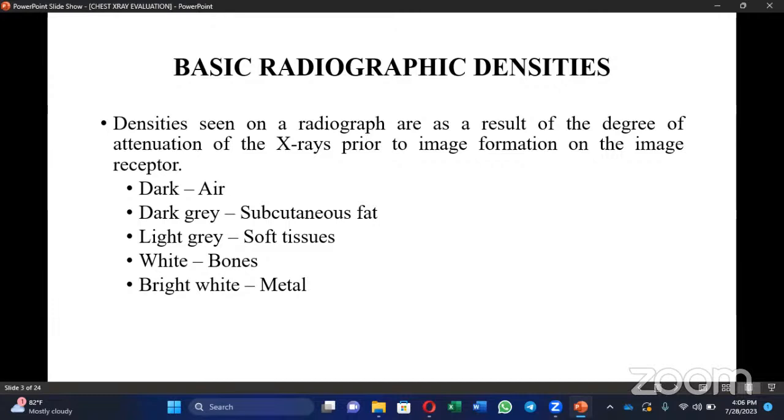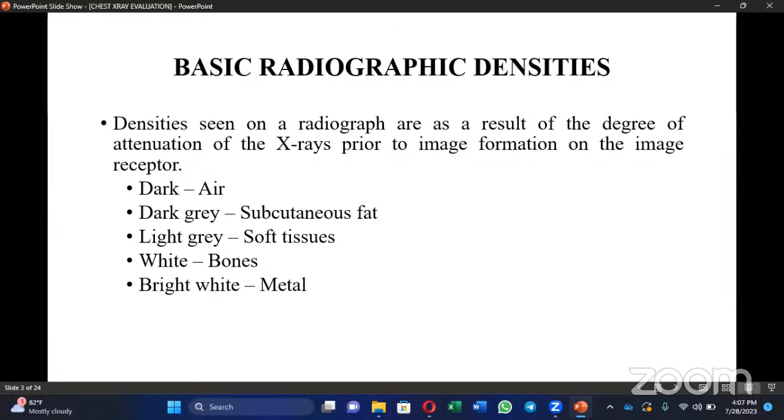For example, when we are given a chest radiograph, mostly we see the white, the black, and the gray areas. These are shades of gray, and they represent the various structures within the chest region. For example, we have the heart, the bones, the lungs, the diaphragm, and the liver. All these have their own way of appearing on the radiograph. So the basic radiographic densities will help you know how the structures within the chest, or within any part of the body, appear on the radiograph.